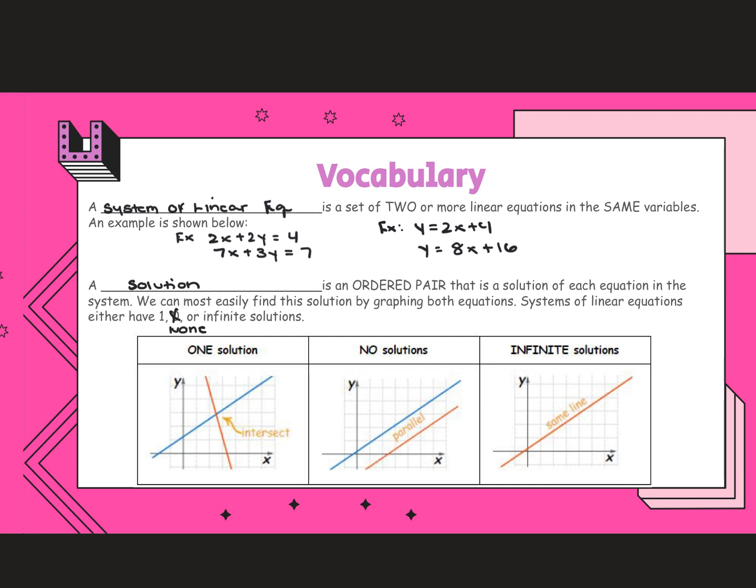So one solution, they intersect in one spot because of course they are linear equations. No solution are parallel lines, so we know parallel lines never intersect. And then infinite number of solutions is the same line.